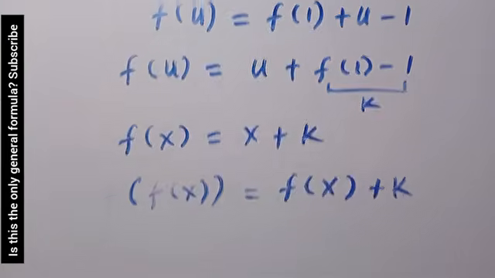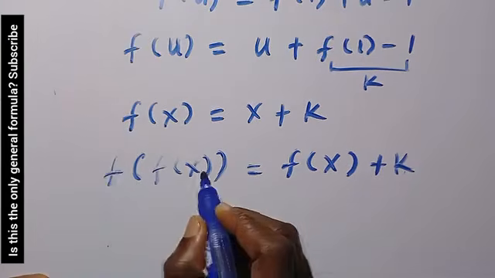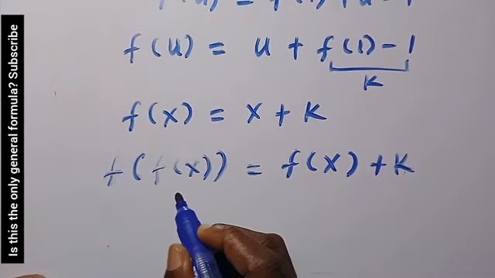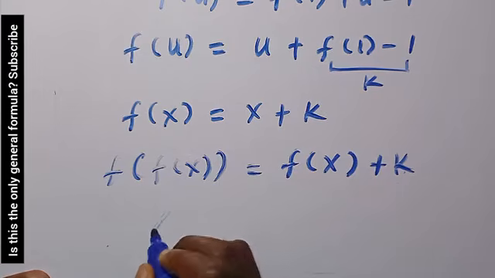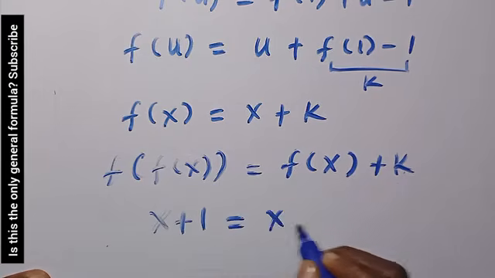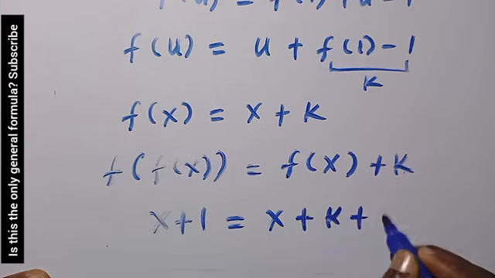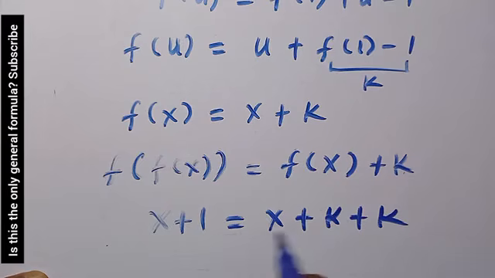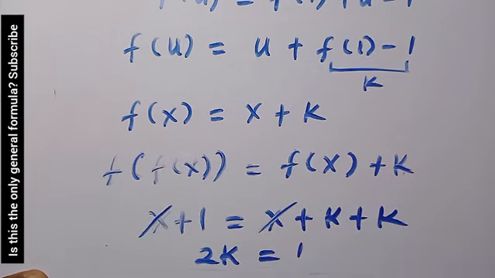So therefore we are going to have, and what is f of x from the beginning of the question is given as x plus 1. Here becomes x plus 1 equals x plus k plus k. And by this, x cancelled x, and k plus k is 2k equals 1. Therefore, we get the value of k here, which equals 1 over 2.